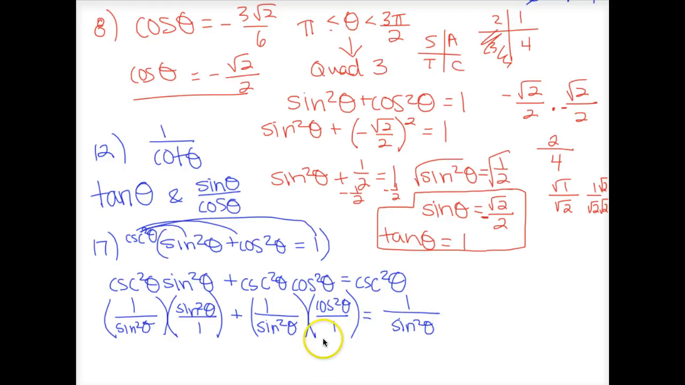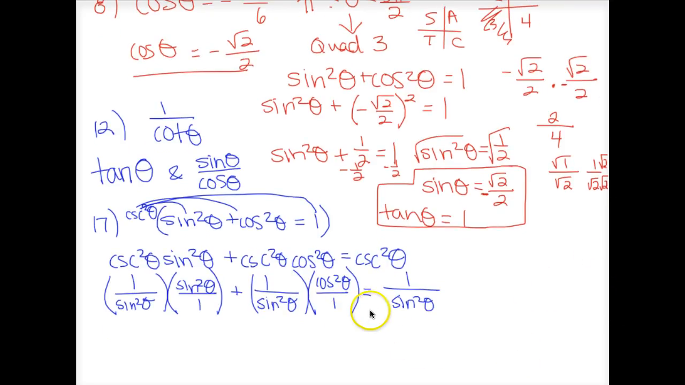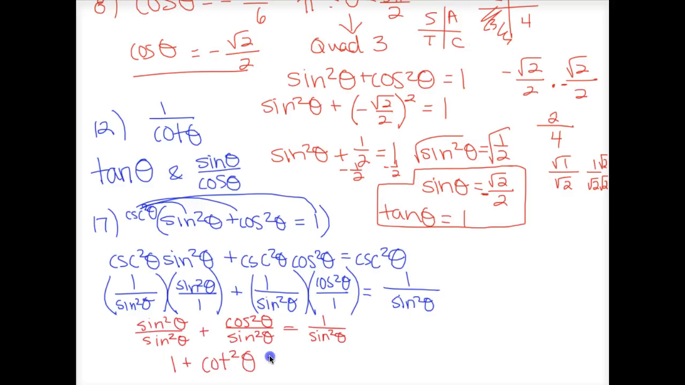Remember that in this substitution step, we try to put everything in terms of sine and cosine. So next, I'm actually going to multiply. So that over here gives me sine squared theta over sine squared theta. Here, that gives me cosine squared theta over sine squared theta. And then here I still have 1 over sine squared theta. So now we try to reduce because we are not allowed to leave fractions in our final answer. Sine squared theta over sine squared theta is just 1. Cosine over sine is cotangent. So because these are squared, that's going to be cotangent squared theta.